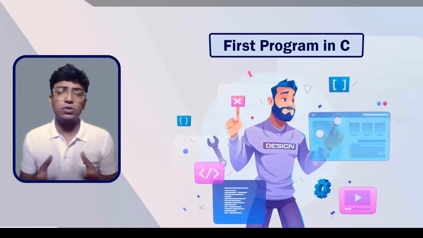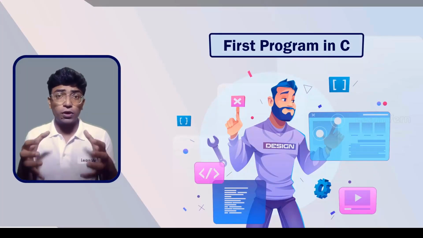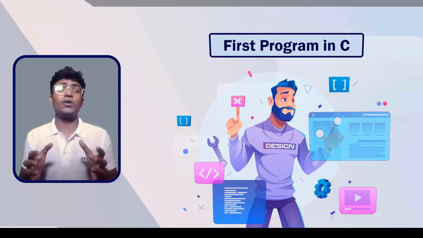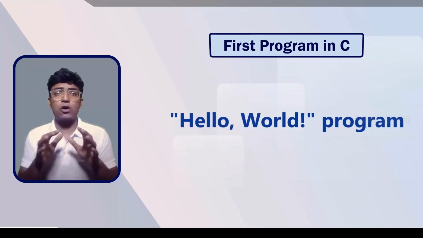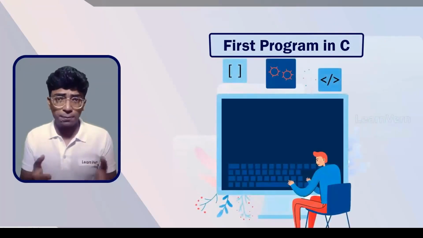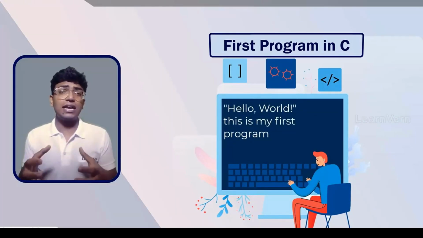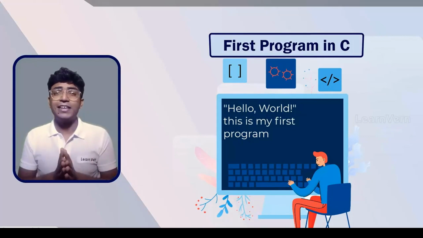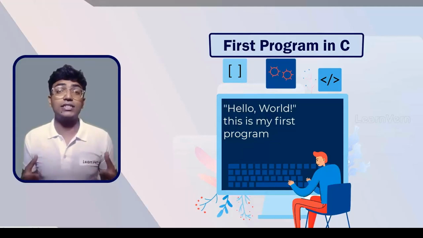And we programmers, before learning any programming language, the first program that we make in that language is the Hello World program. What does the Hello World program do? It prints a basic, simple statement on our computer screen or output screen which says Hello World. This is my first program. We will see today in which way, and by using which things, we are able to print this statement in our C program.